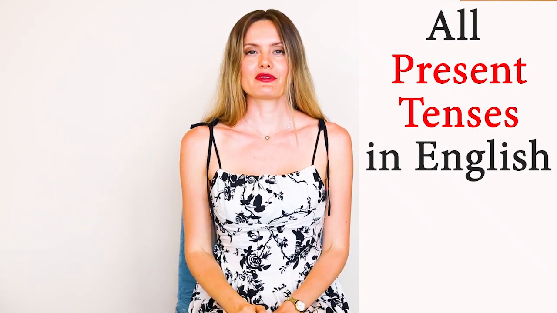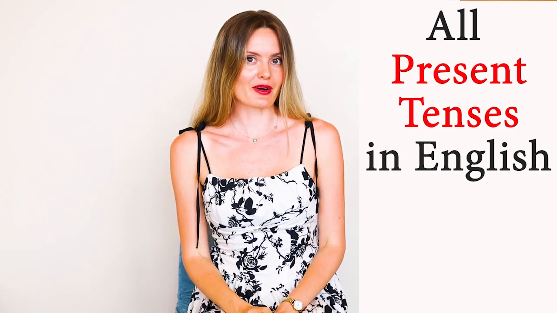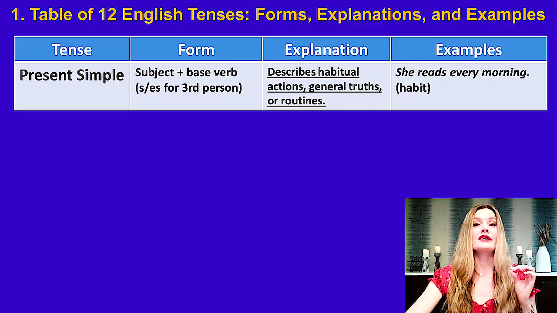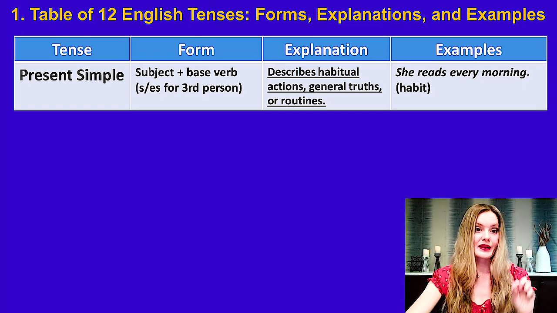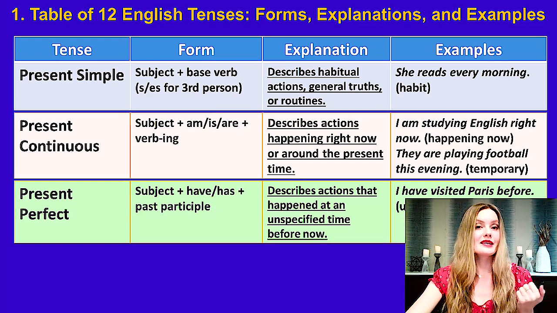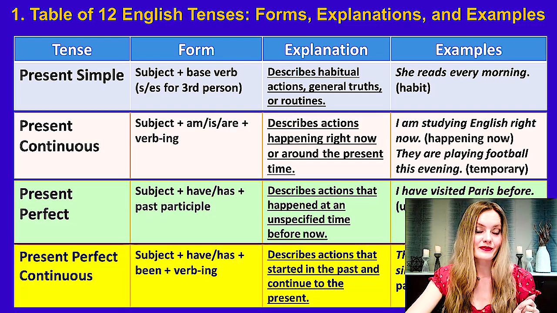And in this lesson, we will explore one of the most important topics in English grammar, all the present tenses. Overall, there are 12 tenses in the English language. There are 4 present tenses: present simple, present continuous, present perfect, and present perfect continuous.